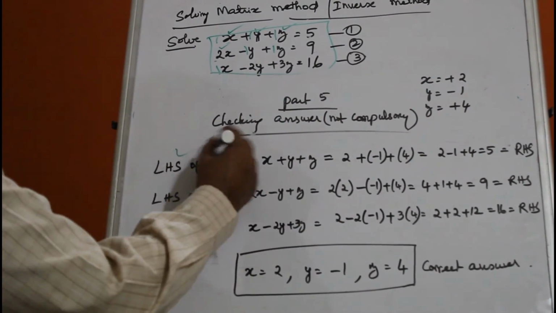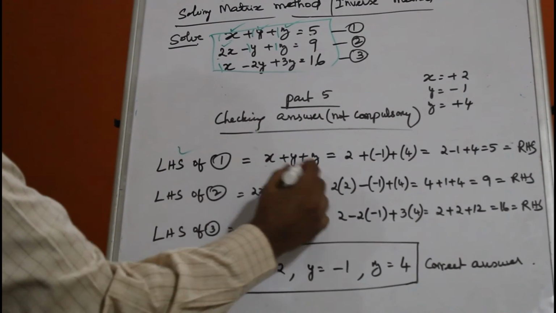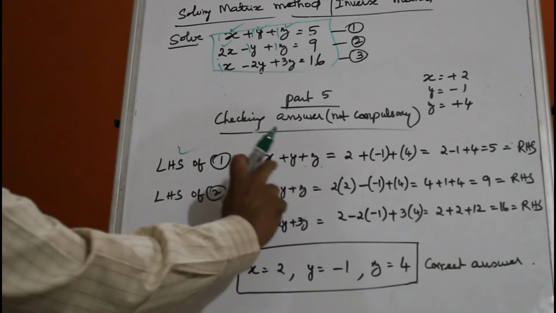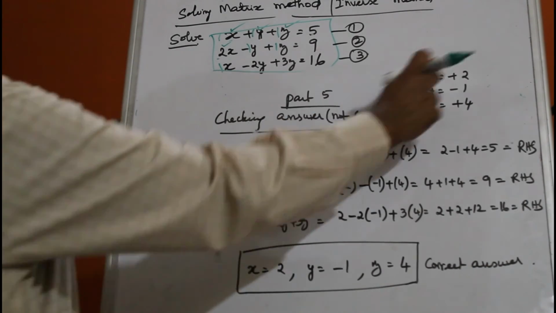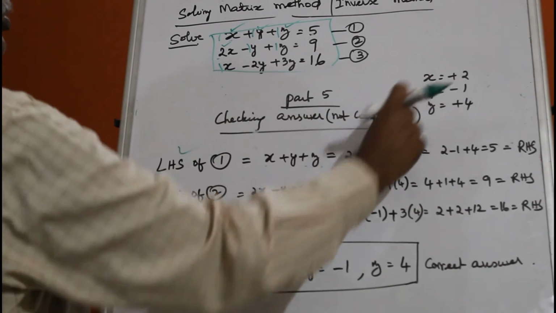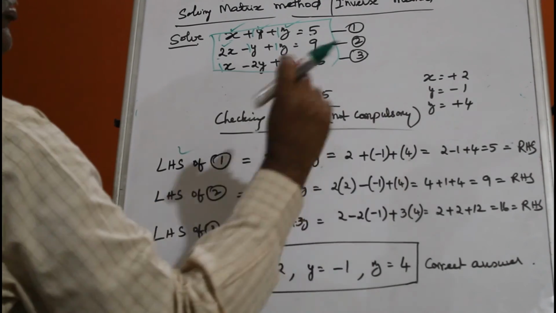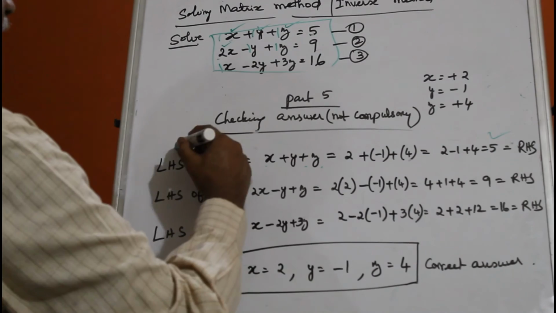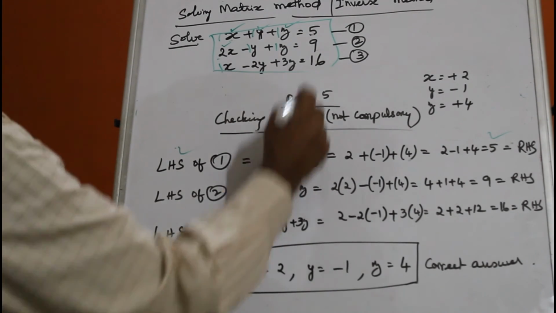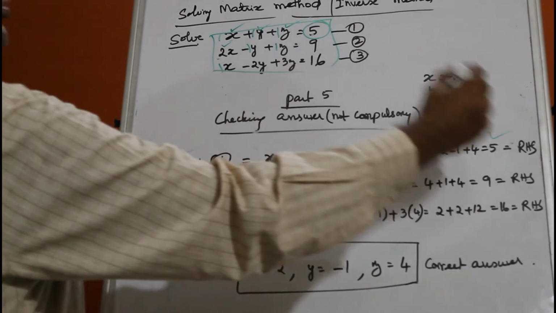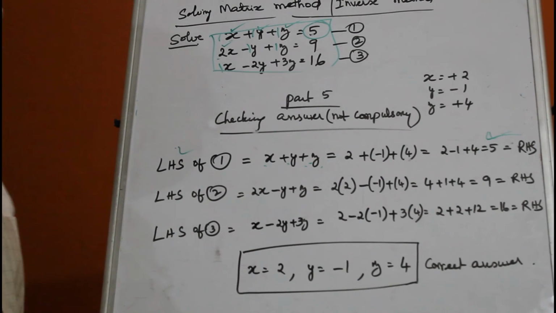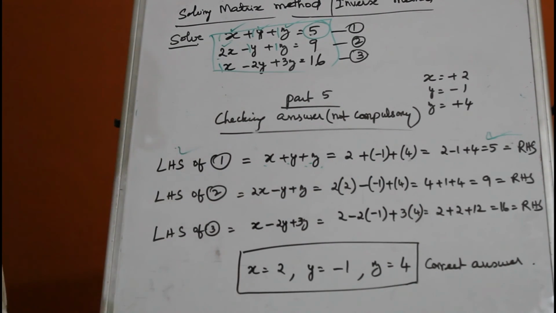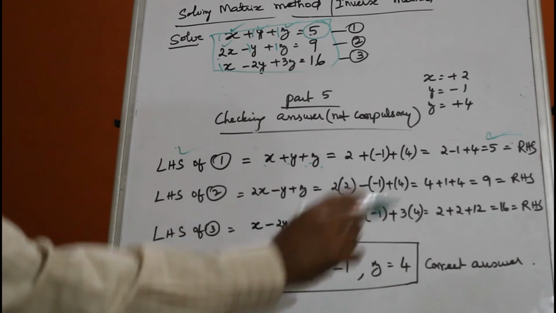Now take the left hand side of equation 1, x plus y plus z. Don't write the 3. Don't put the 5. Write the unknown letters x, y and z. For x you put 2, plus for y you put minus 1. For z you put 4. 2 minus 1 plus 4 is 5. So when you take the left hand side and substitute the values of x, y and z, you must get 5. The right hand side you got it here. So the first equation is correct. But it must be satisfied in all the 3 equations. If it doesn't satisfy in one equation, your answer is wrong.